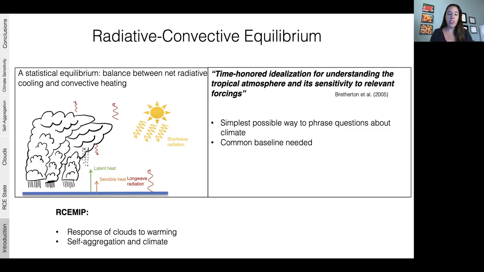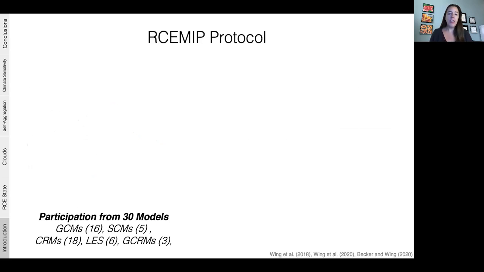RCEMIP allows us to investigate these questions as well as assess the robustness of the RCE state across a much wider spectrum of models than had previously been used to simulate it. Another advantage of RCE is that it's accessible by many different types of models. And so RCEMIP includes participation from more than 30 models, including models with parameterized convection like GCMs and single column models, and models with explicit convection like cloud resolving models, LES models, and global cloud resolving models.